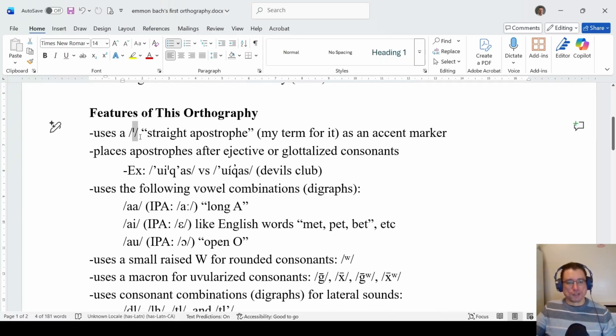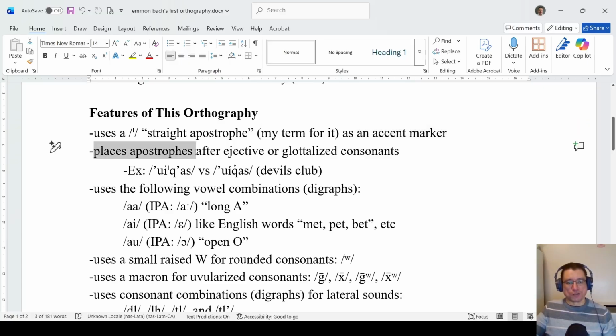So first of all, it uses what I call a straight apostrophe. That's my term for it. I'm not sure exactly what it's called, but it looks like an apostrophe that is basically like a straight line, or it also kind of resembles a lowercase l that's hanging up in the air. And this is used as an accent marker, so it shows you where to place emphasis in a word.